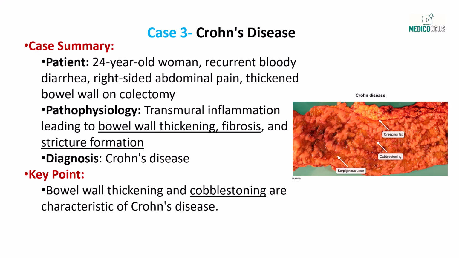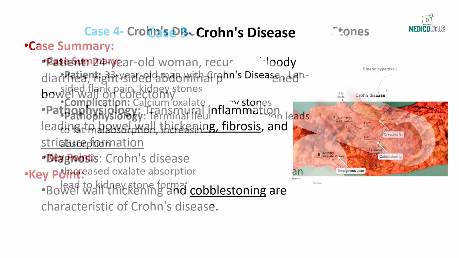eventually stricture formation. On gross examination, the bowel may show a cobblestone appearance, skip lesions, and creeping fat, all of which are pathognomonic for Crohn's disease. These findings reflect the chronicity and severity of inflammation in Crohn's disease, which can lead to bowel obstruction and require surgical management. So it's important to recognize the gross pathological features of Crohn's disease, such as bowel wall thickening and cobblestoning, which are essential for distinguishing it from other types of inflammatory bowel diseases.